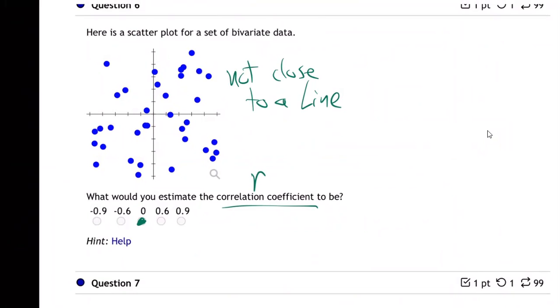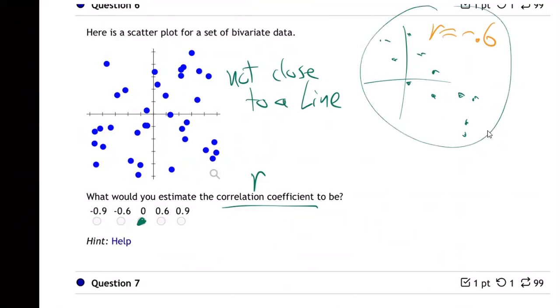Right? It's not negative, right? Because negative would look like a line going down, kind of lined up. See how those dots, so this would be like -0.6. See how those dots are kind of lined up a little bit going down. They look like they're sort of part of a line going down. That would be a different situation.